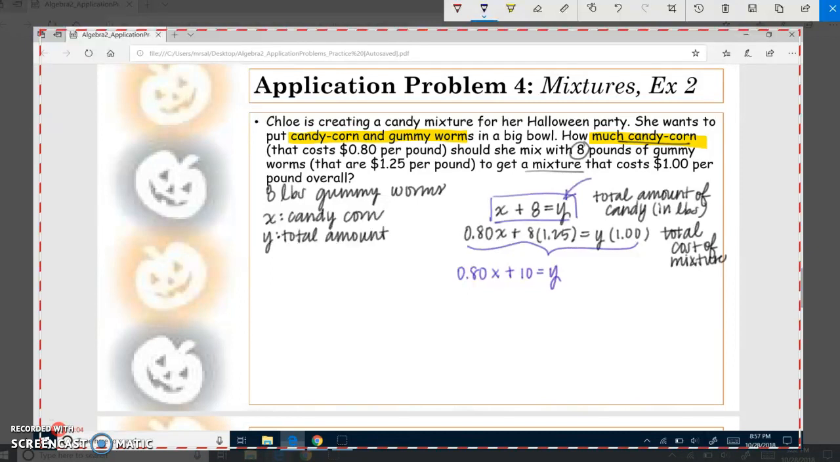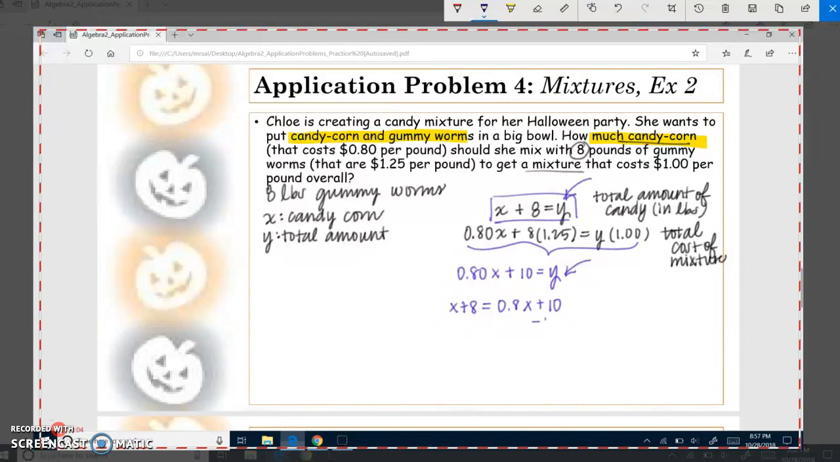So notice that I have an equation equal to Y here, an equation equal to Y here. So our work in substitution told us if we have one expression that's already equal to a variable and another expression that's also equal to that variable, then we can just set them equal to one another. So here I can say x plus 8, my first expression for Y, equals 0.8x plus 10, our second expression for Y. And then I can just combine like terms.